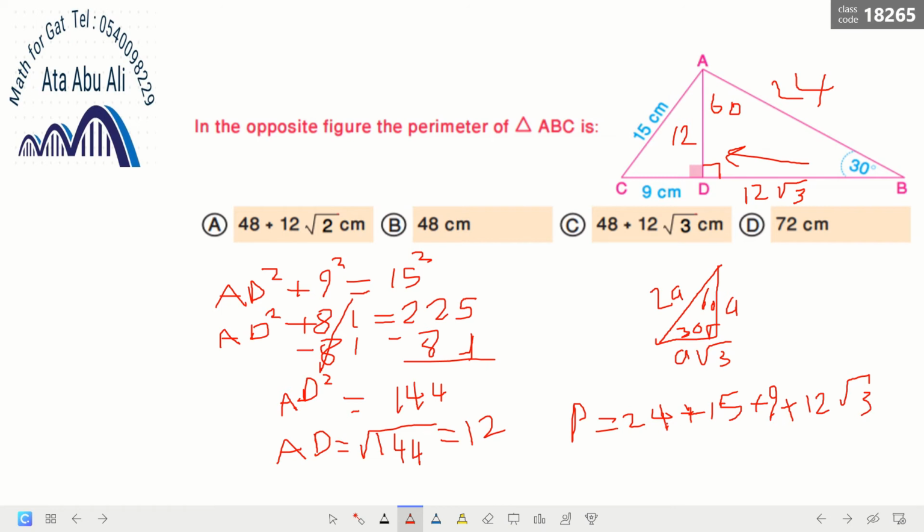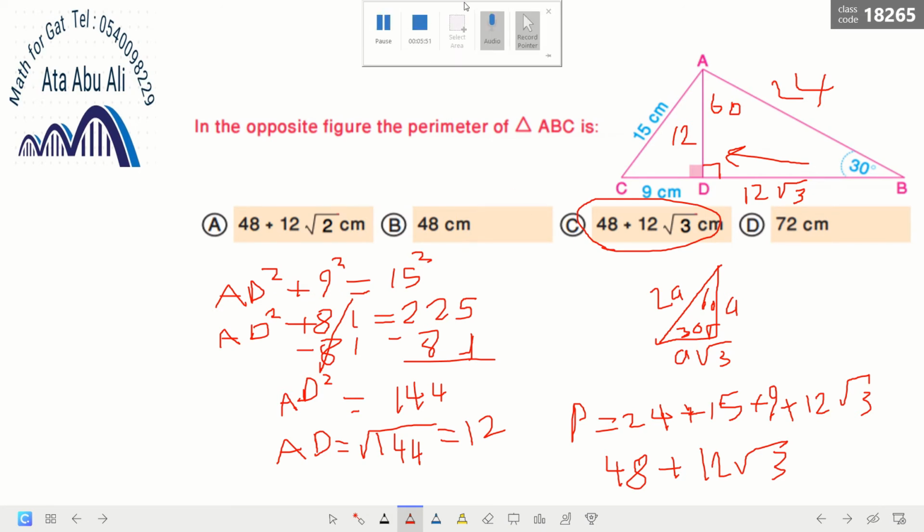So if you add 24 plus 15 plus 9, it becomes 48. Sorry, the answer here is 48 plus 12 square root of 3. So here, as you see, the answer becomes what? C.